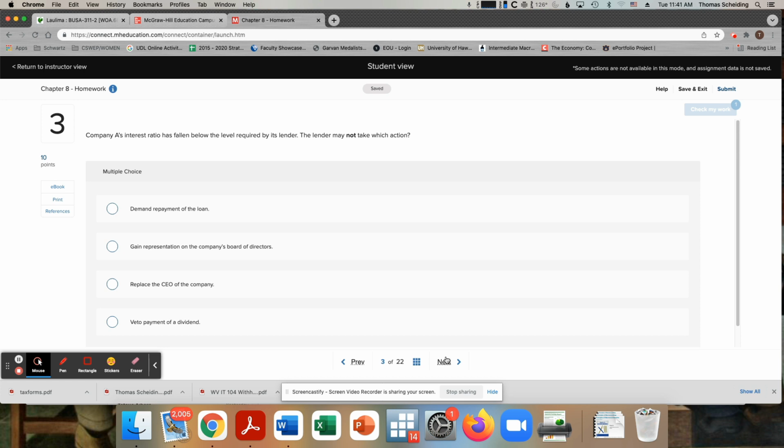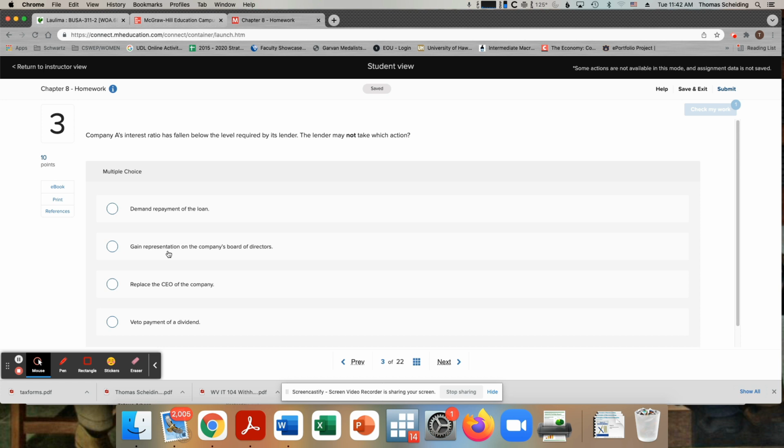Number 3, company A's interest ratio has fallen below the level required by its lender. If the interest ratio has fallen below that level, what can the lender not do? Can it demand repayment of the loan? Yep, that would typically be one of the conditions. Gain representation on the company's board of directors. For this one, you really would have to hope that you had a loan document that spelled out that ability.